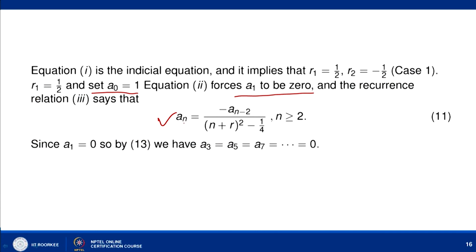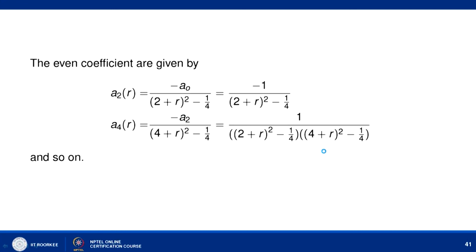Okay, so we can write a n as minus a n minus 2 divided by (n plus r) whole square minus 1 by 4. So, from this we can simply say that since a1 is equal to 0, then all odd terms will be 0. So, then the even coefficients we need to calculate. So, let us calculate a 2r. a 2r is equal to minus a naught upon (2 plus r) whole square minus 1 by 4, and we can simply say that it is minus 1 upon (2 plus r) whole square minus 1 by 4, and similarly we can calculate a 4r and all that.